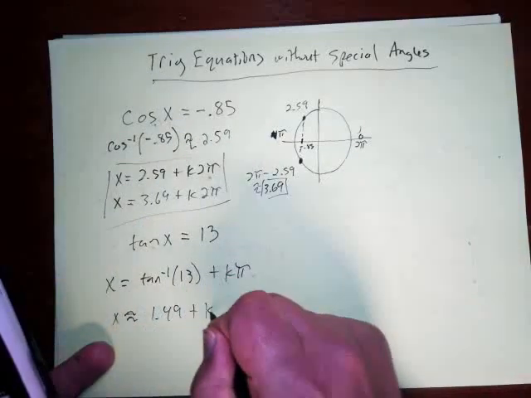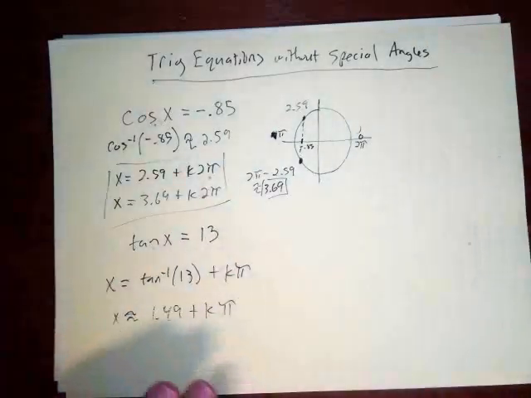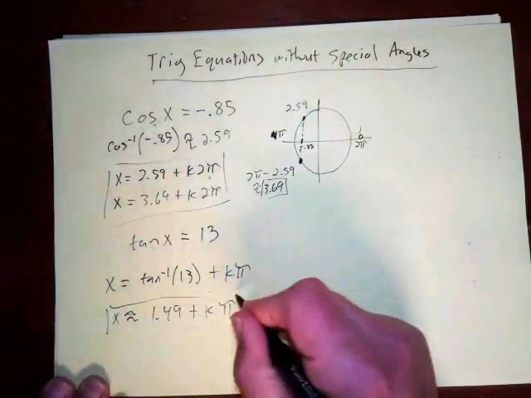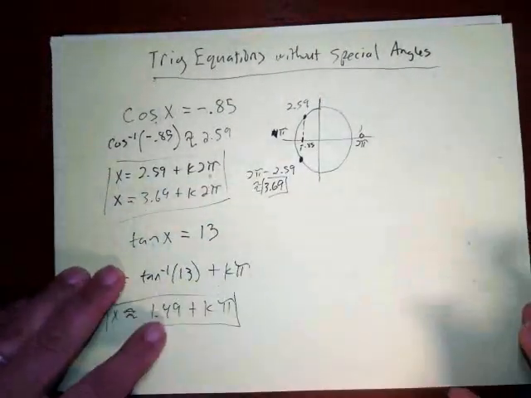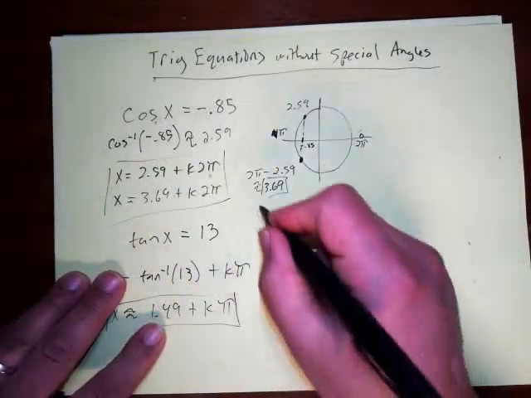1.49, and then it'll be all the multiples of pi, not 2 pi but pi. So tangent is no big deal. Tangent is pretty easy. Okay, but let's try one of sine.